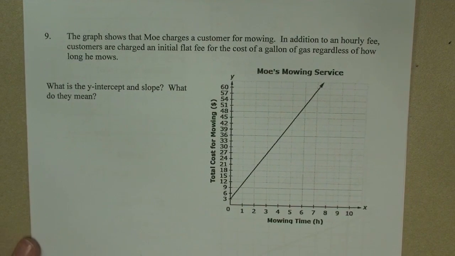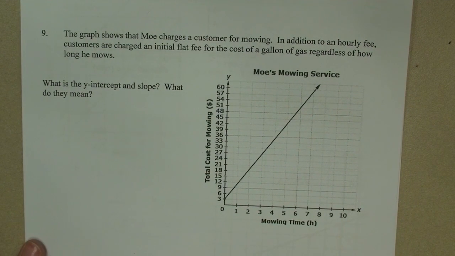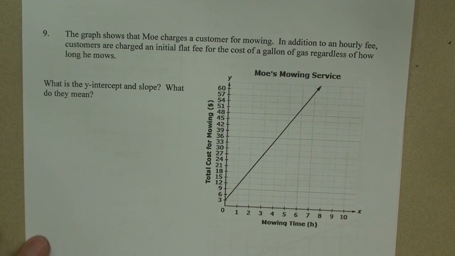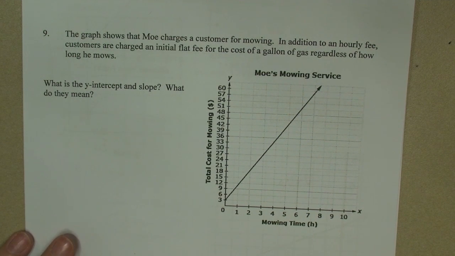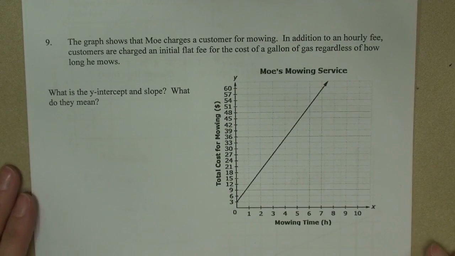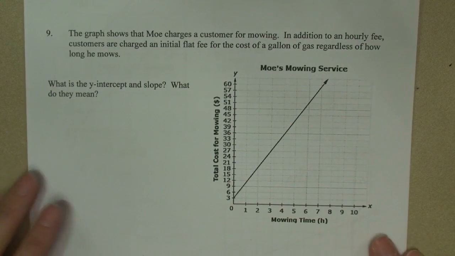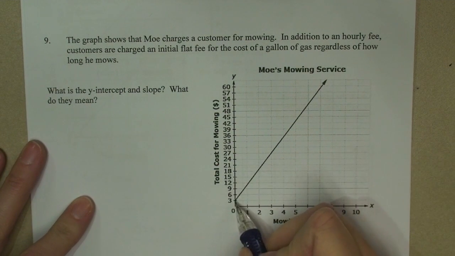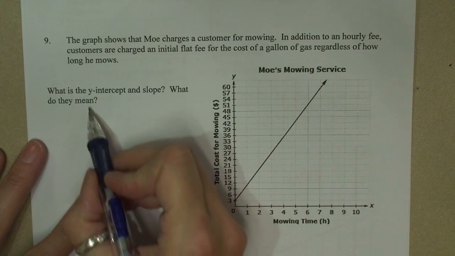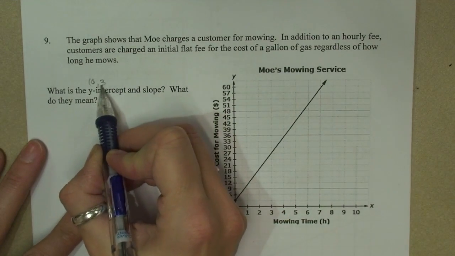Number 9 says, the graph shows what Mo charges a customer for mowing. His name is Mo and he mows. Okay. In addition to an hourly fee, customers are charged an additional flat fee for the cost of a gallon of gas regardless of how long he mows. What is the y-intercept and slope, and what do they mean? Okay, so the y-intercept is right here. The y-intercept is (0, 3).